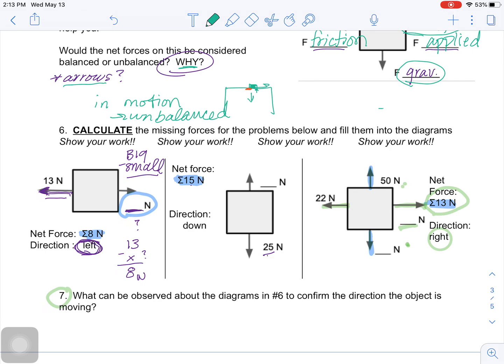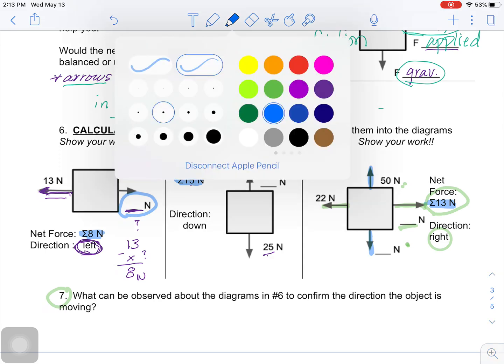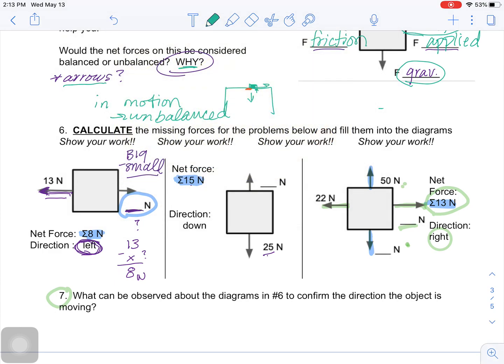All right, a few more calculations here. This time I gave you the net force. You were simply looking for the missing.